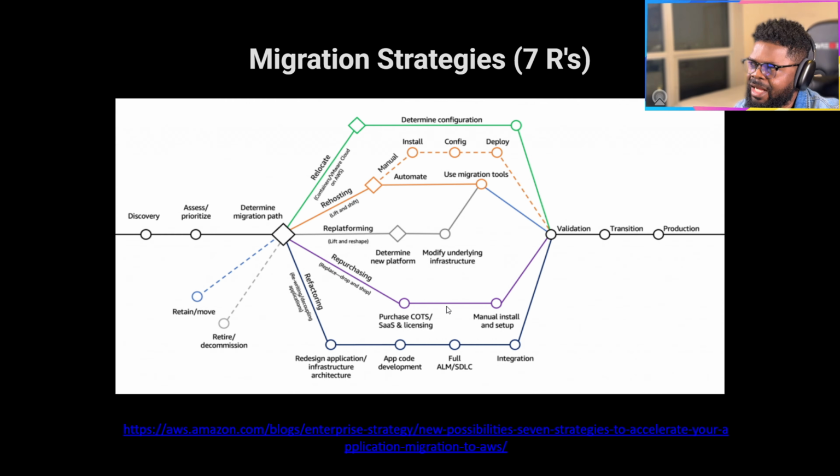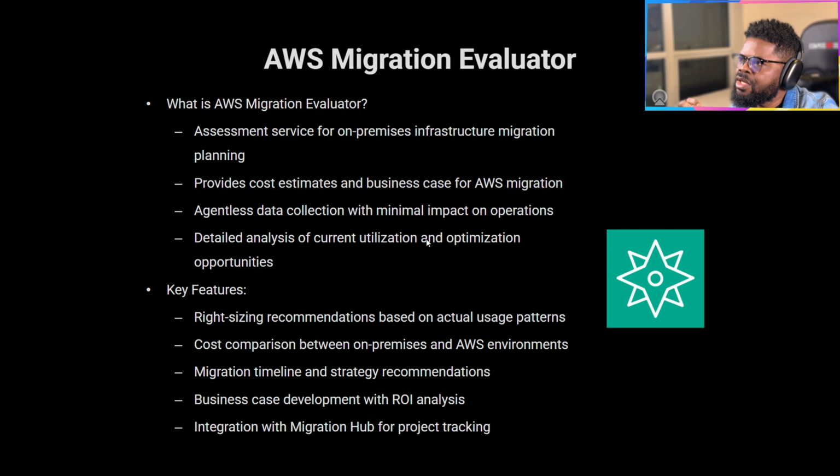And then what you see, starting from discovery at the leftmost to the rightmost, you have production, right? Production in the cloud. And it just shows you some of the things you might need to do to get there, right? Cool. So when we now think about it, where do we start from? And that's where there is a service called AWS Migration Evaluator, right?